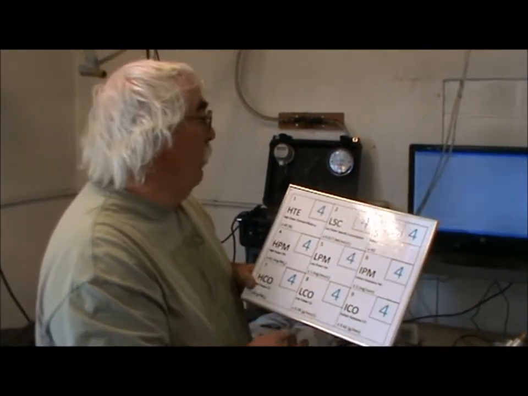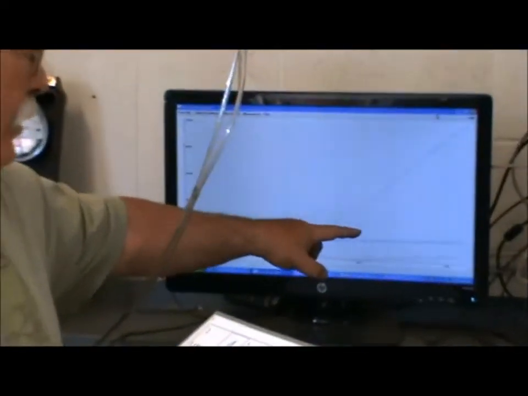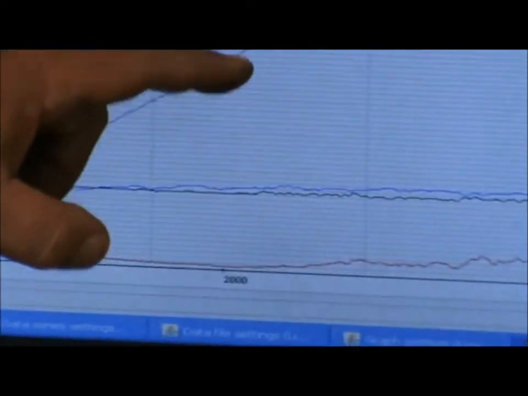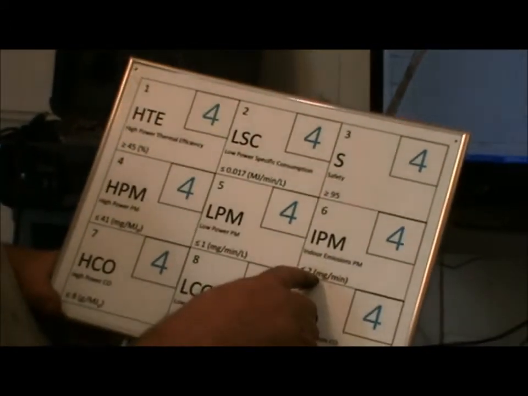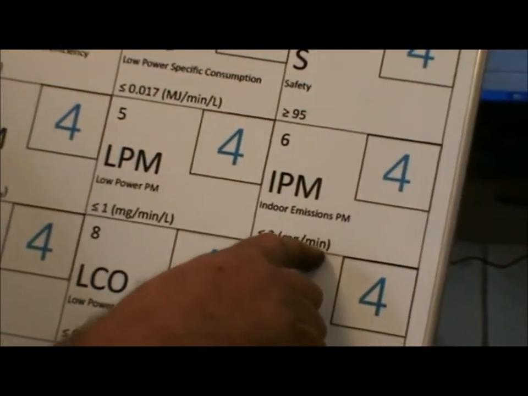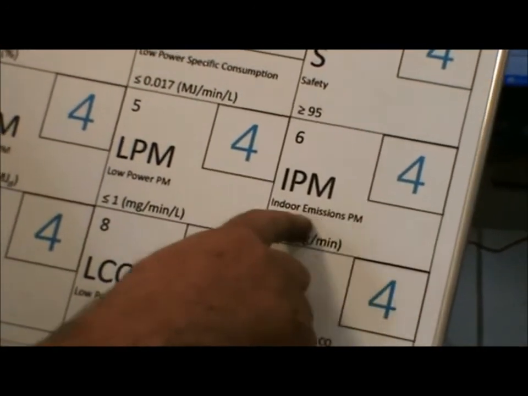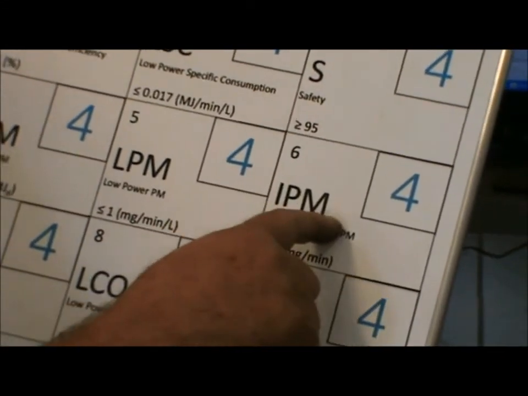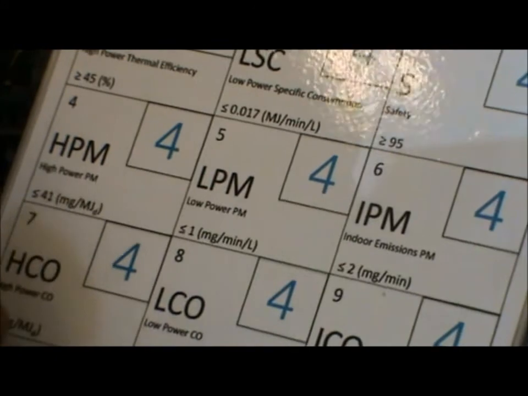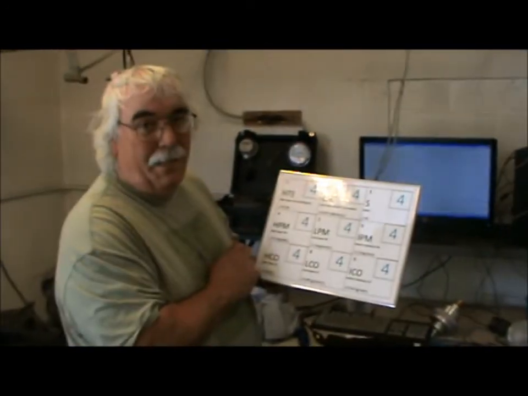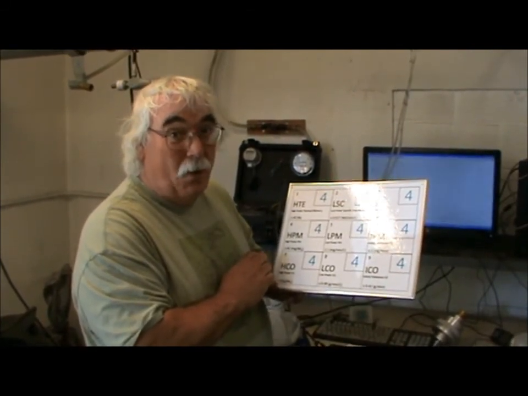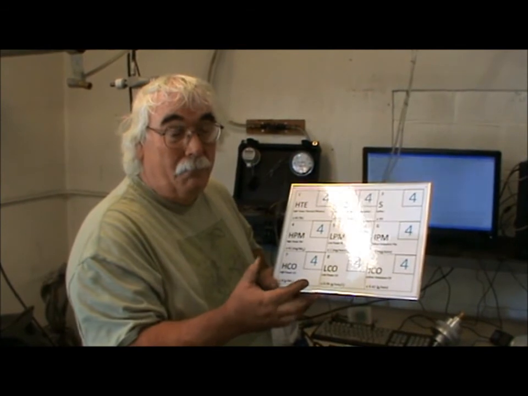And so what we'll do is we'll start out with the real-time measurement of the gases and the smoke. Then the next step, because it's so simple, is we'll do short tests looking at the weight of the pollutant per minute. And since indoor emissions is the hardest one to achieve, if we can get a 4 on IPM, we pretty much are assured that we'll get 4 on the other measures. So this is how Aprovecho tries to do things as quickly and efficiently as possible while making better stoves.